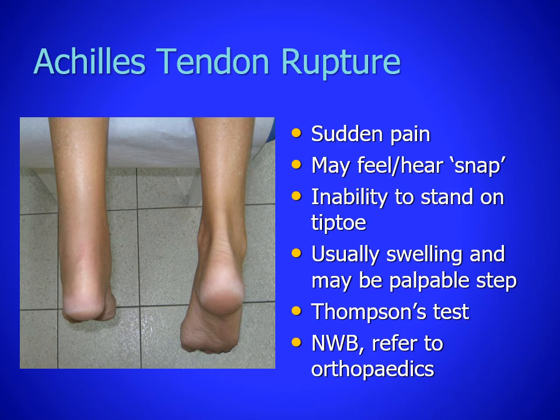A Simmonds and Thompson's test can be performed. Absence of foot plantar flexion on calf compression is interpreted as a positive test result and is indicative of Achilles tendon rupture. Treatment in ED is usually by equinus cast or a special boot. The patient should be non-weight bearing and be followed up by orthopedics to consider operative management.